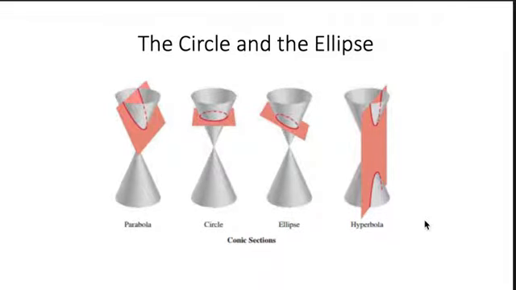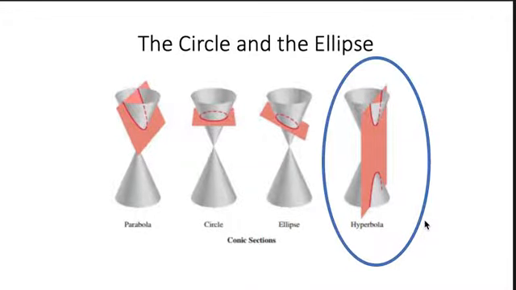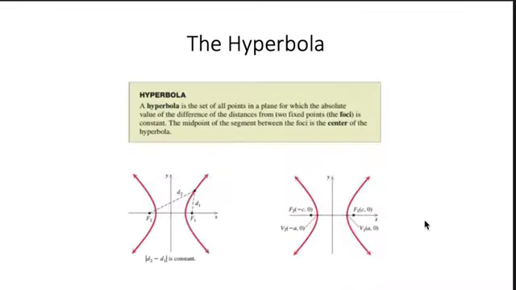So of the four conic sections that we've been studying, the last one is the hyperbola. And the hyperbola has two parts to it. So here's an example and the definition of a hyperbola. A hyperbola is the set of all points in a plane for which the absolute value of the difference of the distances from two fixed points, called the foci, is constant. The midpoint of this segment between the foci is the center of the hyperbola.